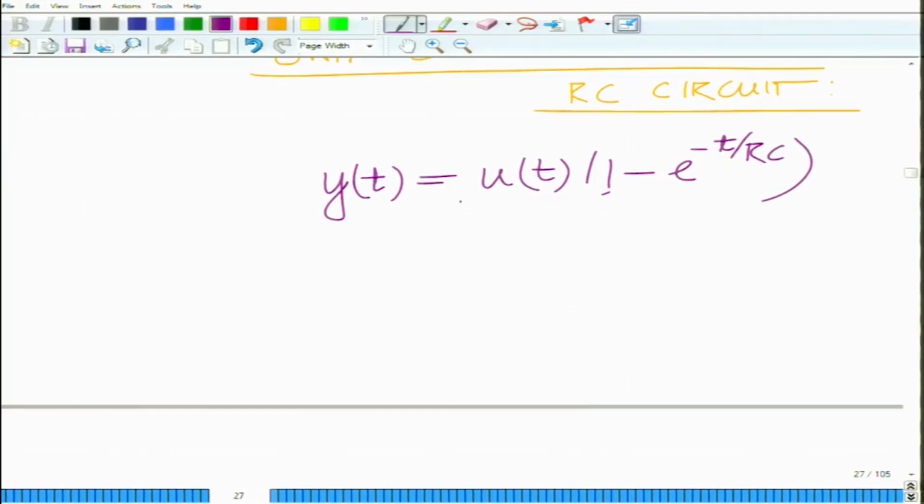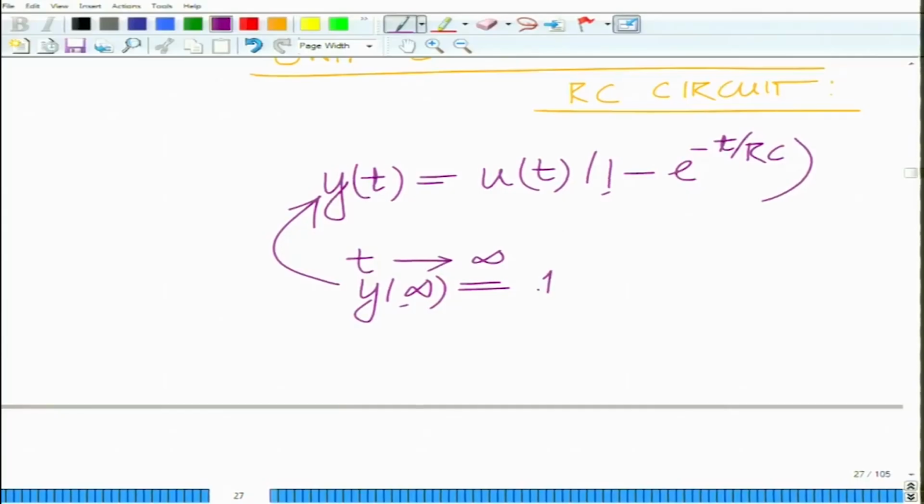Now, you can see the final value, that is, if you look at y at t tends to infinity, let us call that y of infinity. As t tends to infinity, e raised to minus t over RC tends to 0. So, as t tends to infinity, the final output is 1. All the voltage will be across the capacitor. So, y infinity equals 1.